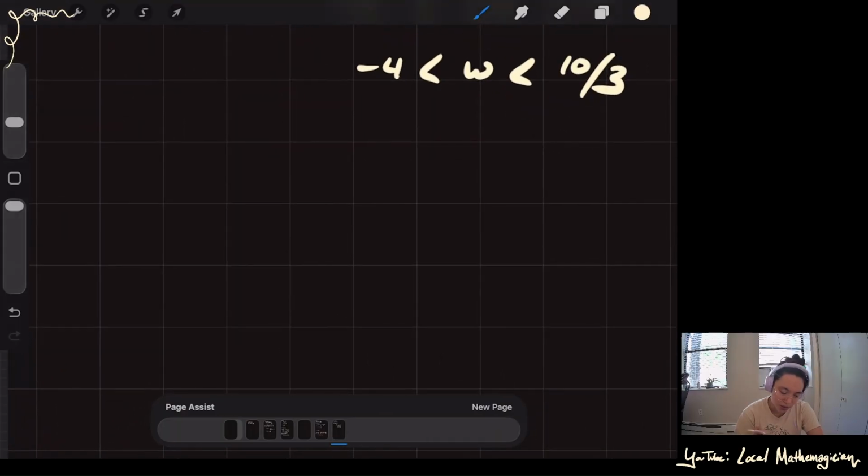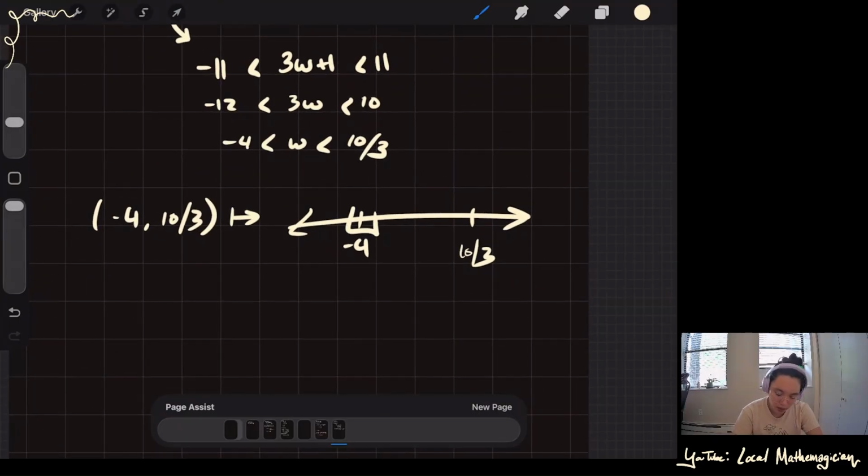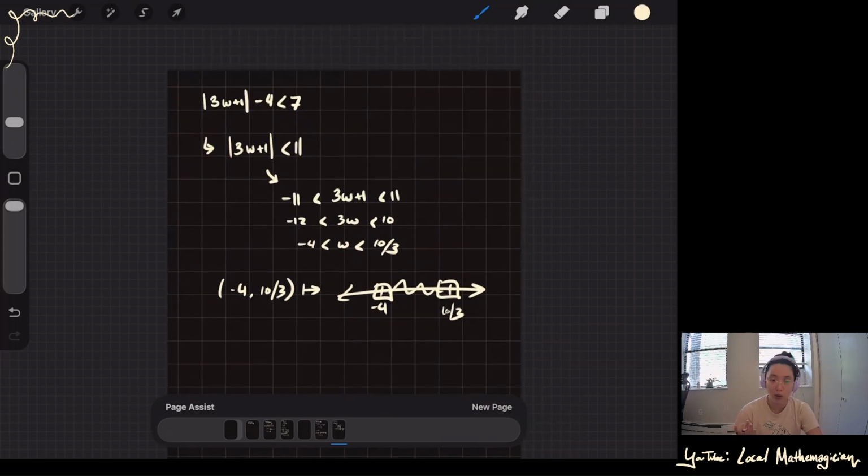Because then what you can do is you can just write this as negative 4 to 10 thirds, which is the same as graphing it as negative 4 to 10 thirds. Open here, squiggles here, right? That's it. That's absolute value inequalities for less than. Now what if we do greater than? I think you will find greater than very interesting.